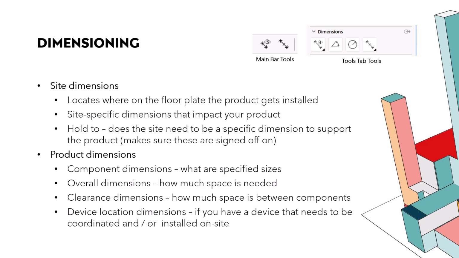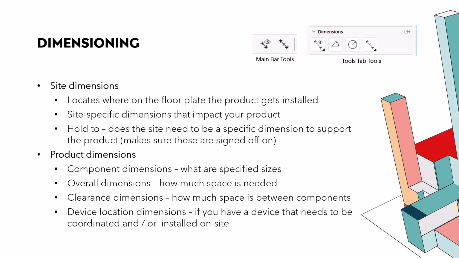Product dimensions. These are anything from what the component size is, how big is my desk, how tall are my walls, making sure that we communicate the sizes that are specified, especially if those were something my client specifically asked for, or if I need to make sure they're a certain size to work with other products. Overall dimensions are another one. This is great for understanding how much space is needed for your product. Put that into the space and communicate it.